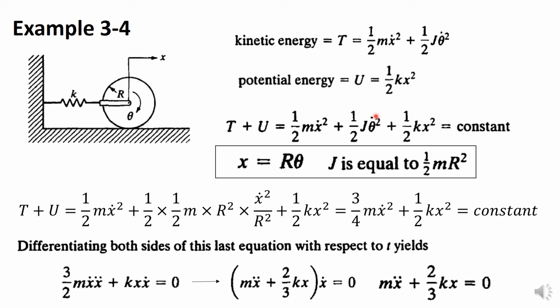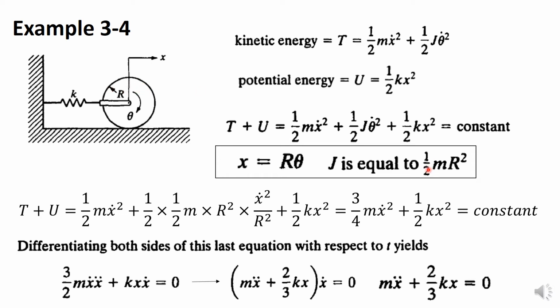So we try to replace all of the rotation system parameters with translation system parameters. You can see we replace J with m, theta with x. So we will get the translation system solution, the solution for the coordinate x. This should be equal to a constant, and when we differentiate, you will get m x double dot plus 3/2 k x equal to 0, which is our solution for the translation system.